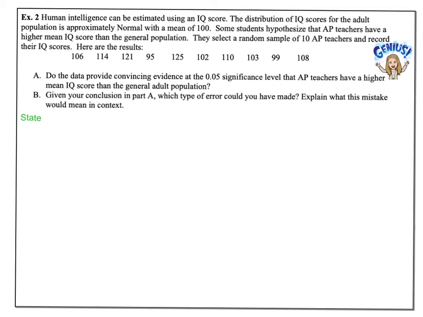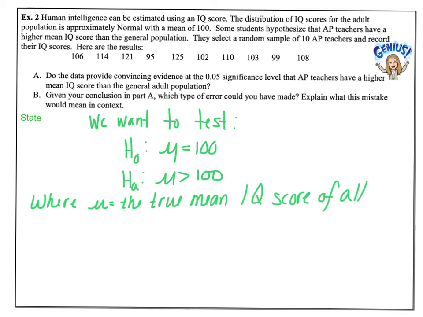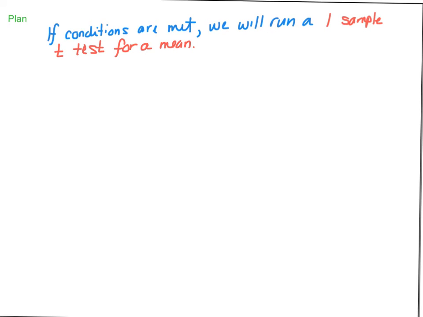So let's get going. So we want to test our null hypothesis where mu is equal to 100. And then we think, of course, that AP teachers are smarter, so we're going to say greater than 100 for the alternative, where mu is the true mean IQ score of all AP teachers using an alpha level of 0.05. Okay, so in our plan, if conditions are met, we will run a one-sample t-test.